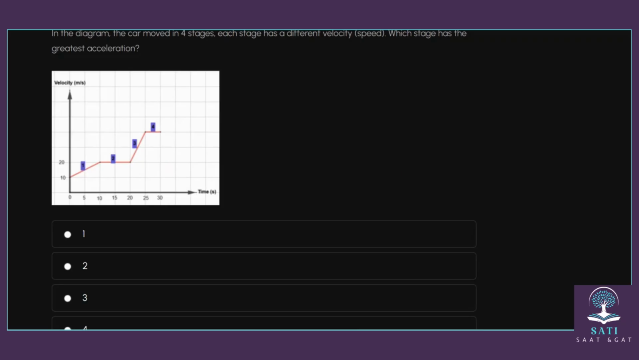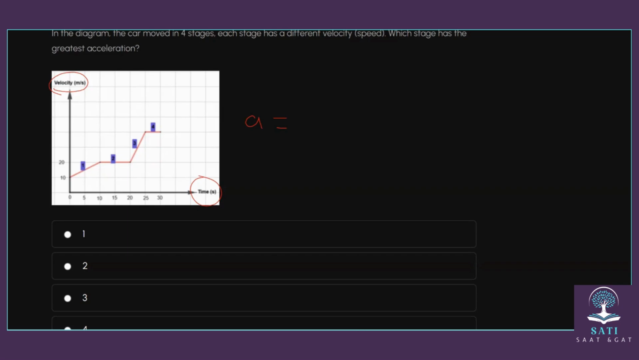So if I have velocity on y and time on x, that means the slope of the line, the slope of the curve, represents the acceleration, because it is a change in y over a change in x. So the change in y over the change in x represents the slope of the line, and here it is velocity over time, which represents acceleration.